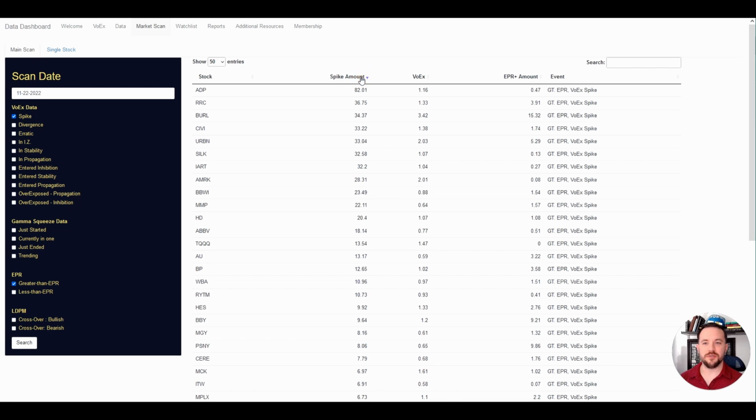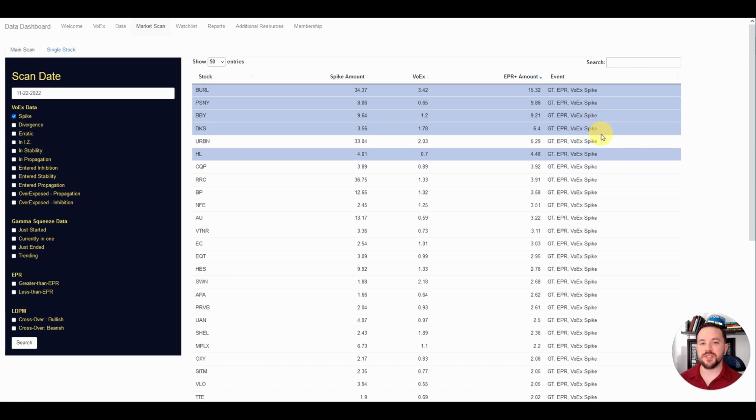The spike amount is still here, telling us how big the spike was. The current value for VoEx is here. And we have another column here, greater than EPR amount, which gives us the percent difference between the closing price and what the expected limit was for that price movement, if it was above or below, as indicated by greater than EPR or less than EPR. When we start combining events, we start noticing that the event tree will keep tabs of all of the events that we have combined so that we don't get lost if we start mixing and matching too much.